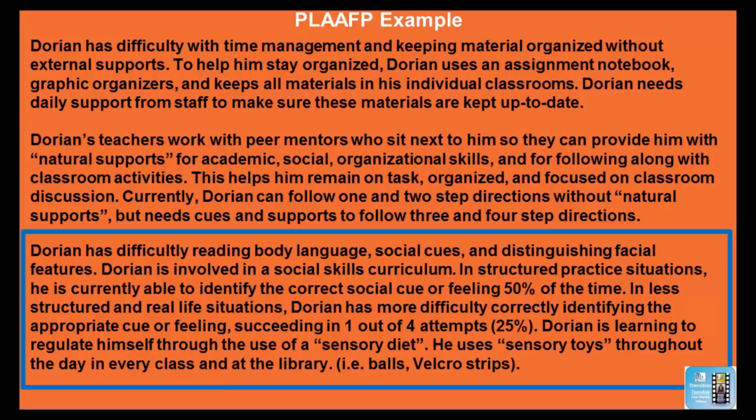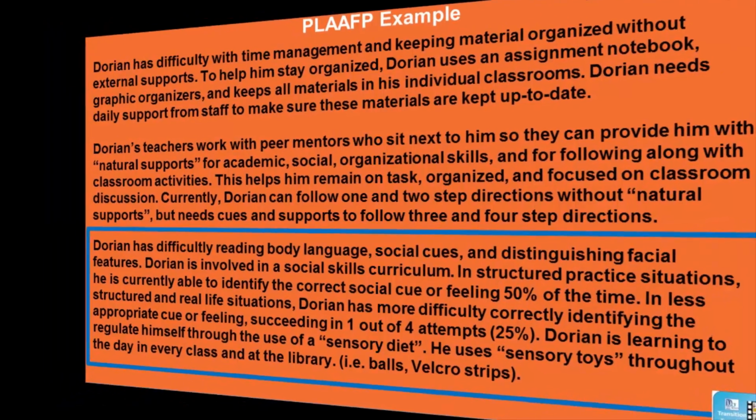Dorian is currently learning to regulate himself through the use of a sensory diet. He uses sensory toys throughout the day, in every class, and at the library. This paragraph describes Dorian's current and specific social performance. It also describes the current supports he uses.